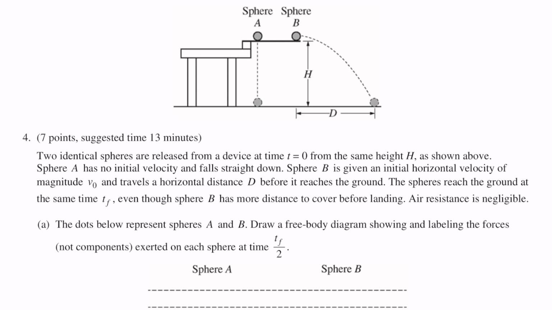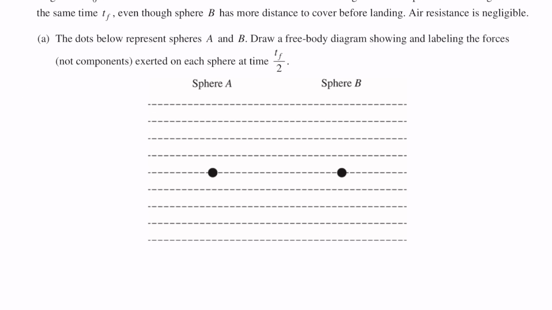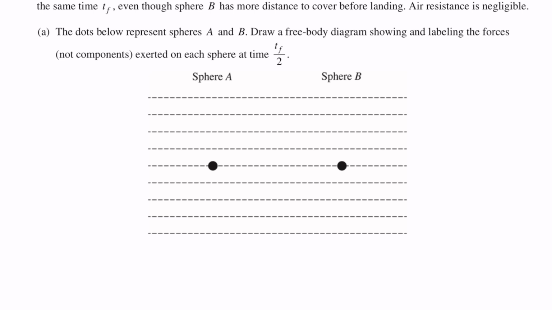So we have two identical spheres that are released from a device at time t0 from the same height h. Sphere A has no initial velocity and falls straight down, and sphere B is given an initial horizontal velocity of magnitude v0 and travels a horizontal distance d before it reaches the ground. The spheres reach the ground at the same time, even though sphere B has more distance to cover before landing. Air resistance is negligible. Okay, so let's look at question part A.